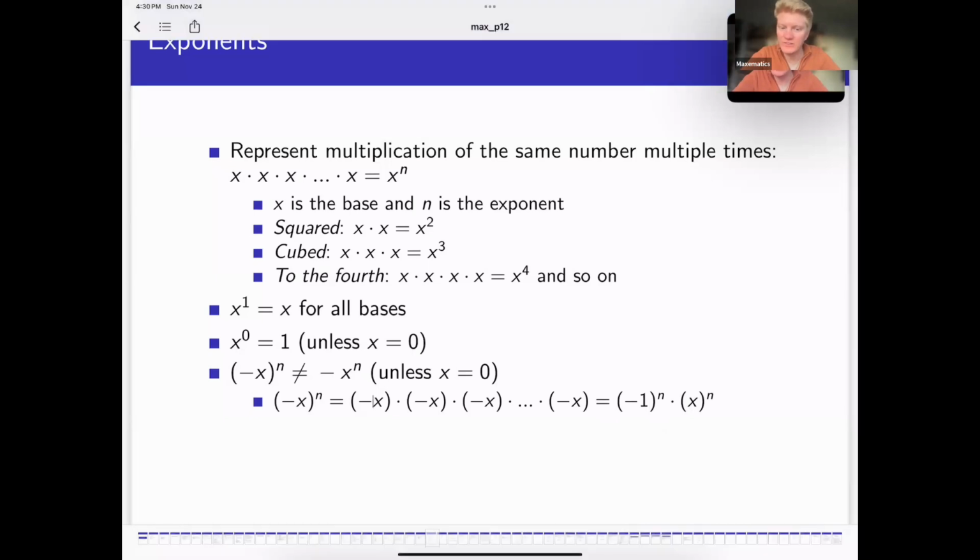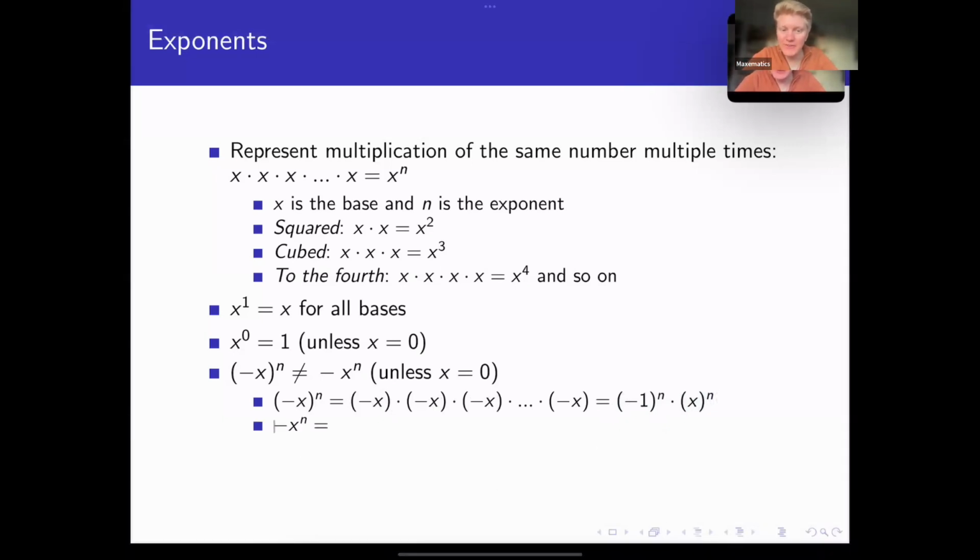Notice this is like negative 1x times negative 1x times negative 1x. So we have n negative 1s multiplied together and n x's together. And we're going to use this property kind of, sort of, but we'll have a nice way of simplifying how we think about it. Okay, but negative x to the n says take x to the n, and then make it negative. So please, those are very, very different. Do not screw them up.